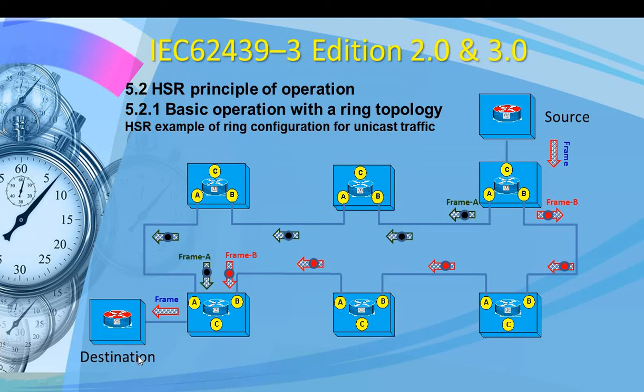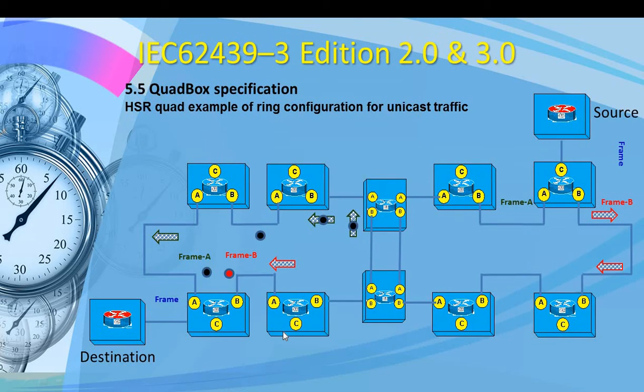So this destination receives the frame from the red box. The receiving side only receives one single frame, because the second copy of the frame is discarded by the red box.